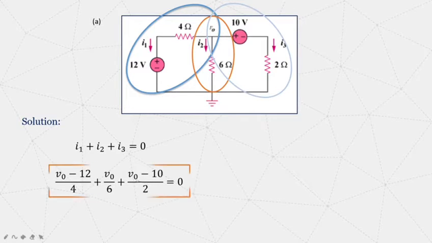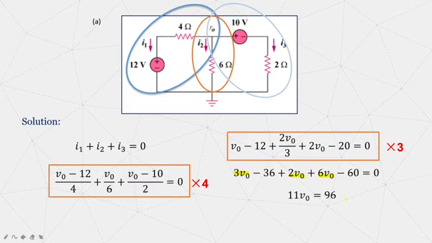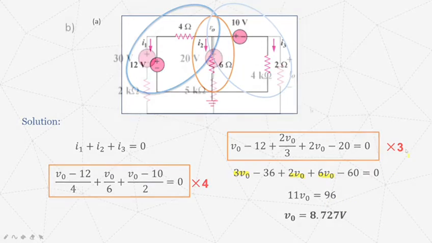We can multiply the second equation by 4 to get rid of the denominator 4. So we'll get this equation, and then we can multiply this equation by 3 to get rid of the denominator 3. So we'll get this equation. Next, we sum up the V0 terms, and move the negative 36 and negative 60 to the right side. So we'll get 11 V0 equals 96, and the final answer is V0 equals 8.727 volt.